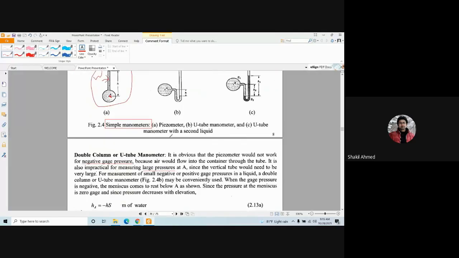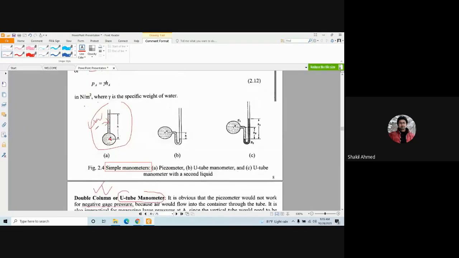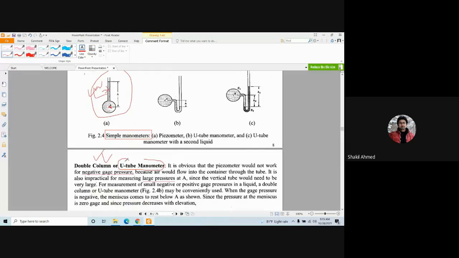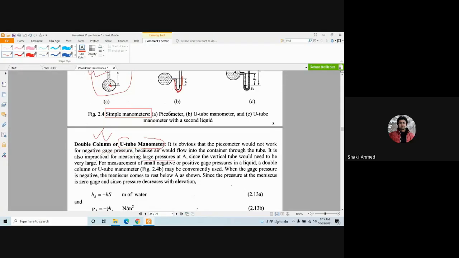Now, a double column or a U-tube manometer. What is this? This is a simple manometer. What is a U-tube manometer? U shape, because this is U shape. Look at this. This is U shape, right? That's why this is a U-tube manometer.